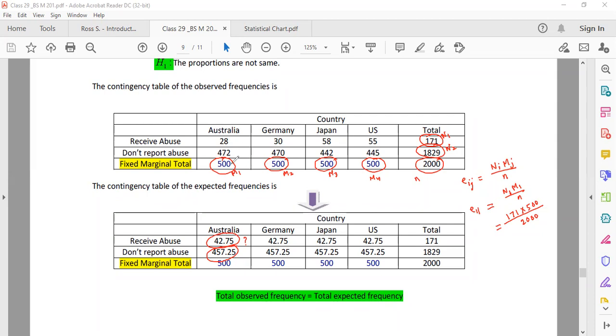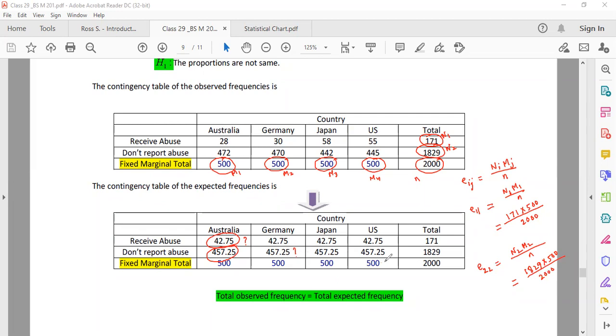Similar is the case with the second one. So suppose you want to calculate the expected frequency for this cell. So what we do, we write E22, and that is equal to N2 M2 by N. Now what is your N2? Your N2 is 1829. Your M2 is again 500, and your small n is 2000, and thus we get 457.25.